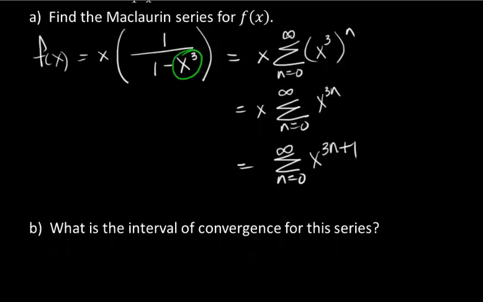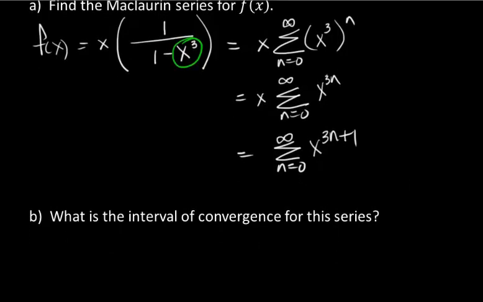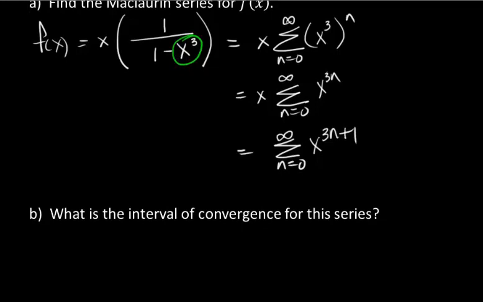What is the interval of convergence? Well, we just used the geometric series for 1 over 1 minus x, sigma x to the n. So here what we plugged in for x was x cubed, so we know that the absolute value of whatever we plugged in has to be less than 1, because the interval of convergence for sigma x to the n is absolute x less than 1.